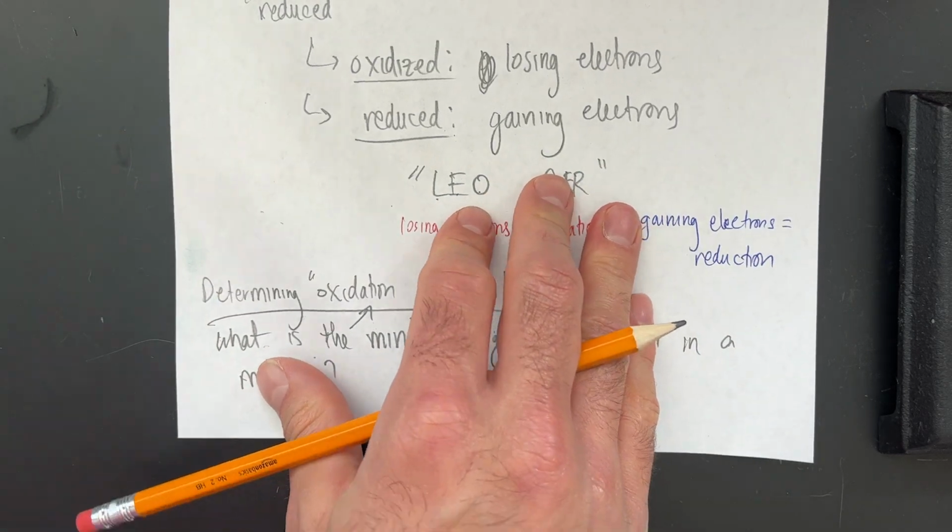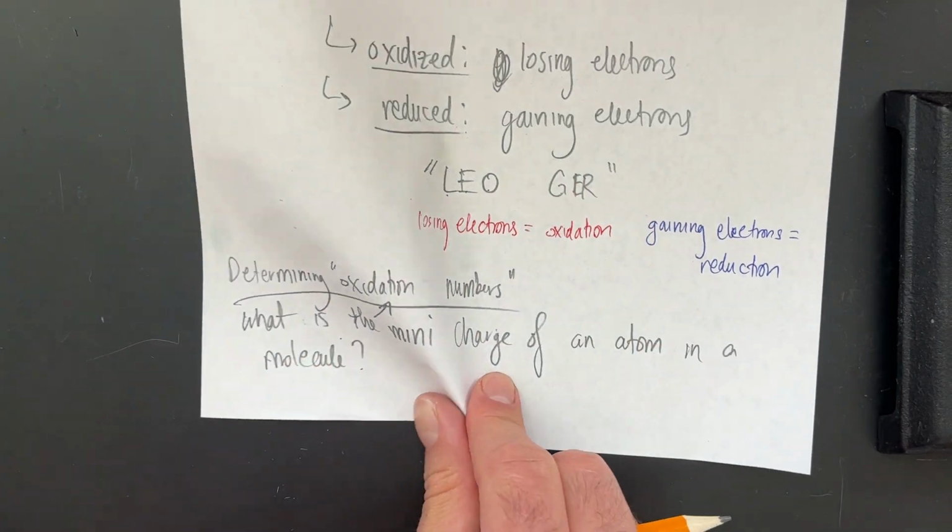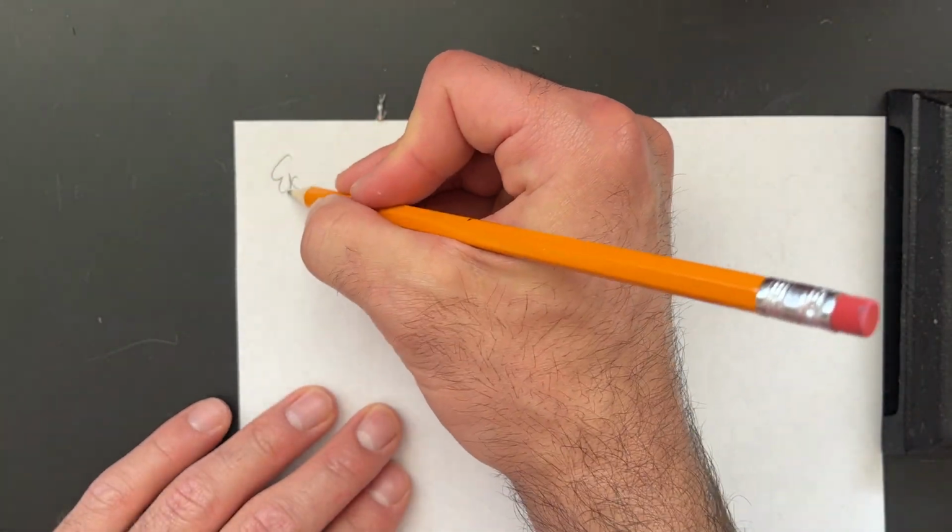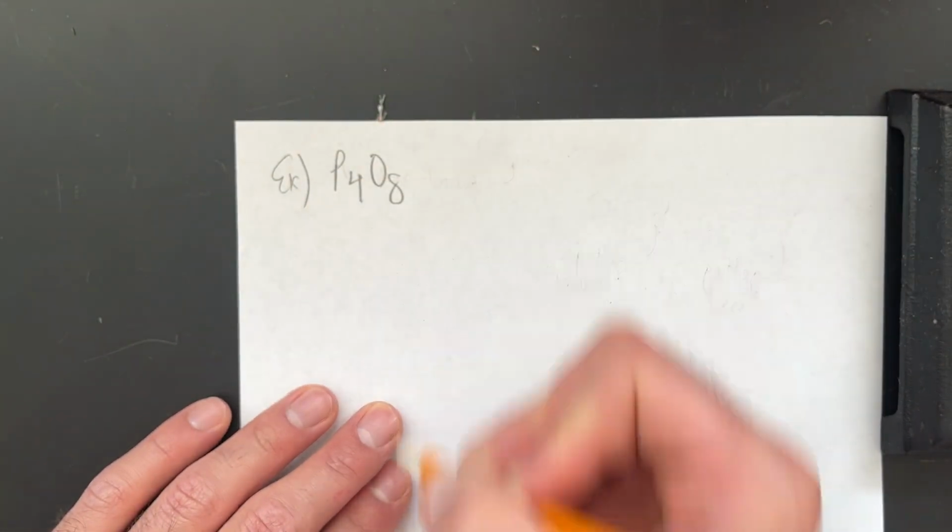Oxidation numbers are best understood via an example. So let's say we have P4O8. And so what are the mini charges here? Well, there are some rules for understanding this.